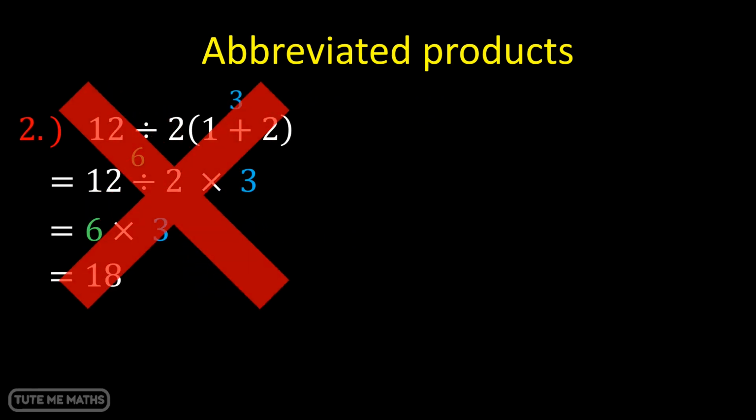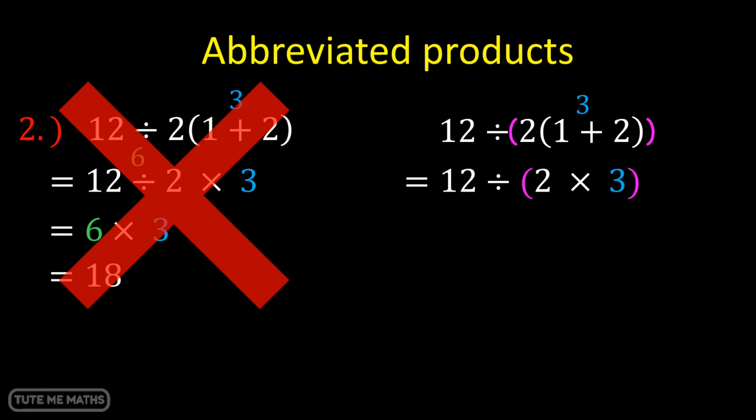The absence of the multiplication sign forces an invisible grouping, so we could have included these extra brackets to remind us that we need to do 2 times 3 first. This gives us 6 inside the extra brackets, and then we get 12 divided by 6, giving us the now correct answer of 2.